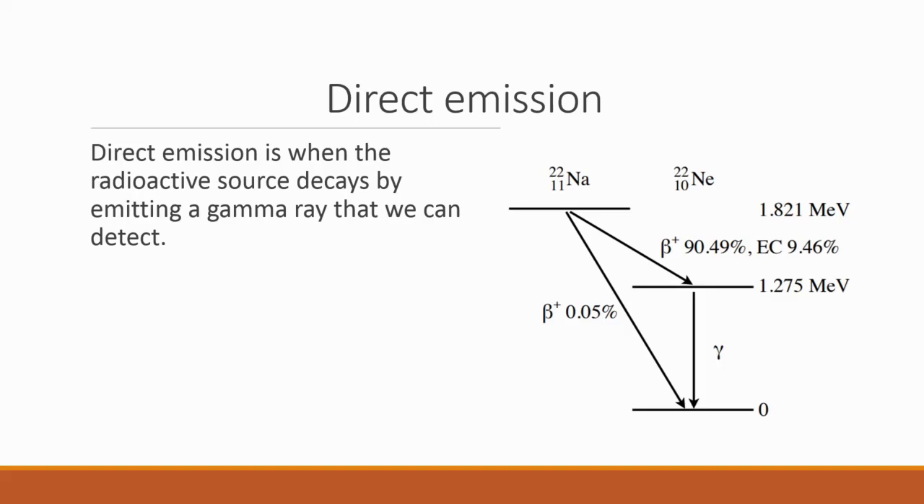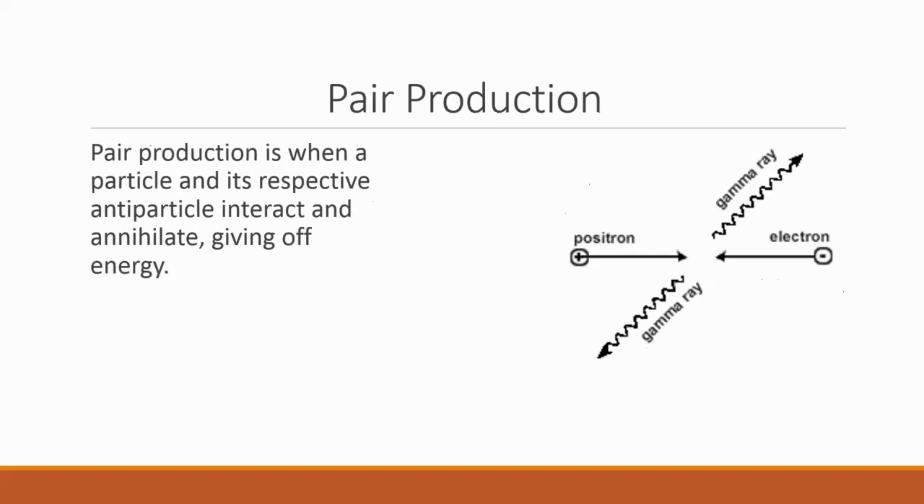Direct emission is when the radioactive source decays by emitting a gamma ray that we can detect. Most of the peaks that are visible in the spectra are caused by direct emission, and it's the easiest process to check for since the energies of direct emission are so very clearly seen from the decay schemes. In this case, sodium-22 gives off a 1.275 megaelectron-volt gamma ray as it decays from its excited state to reach the more stable neon-22.